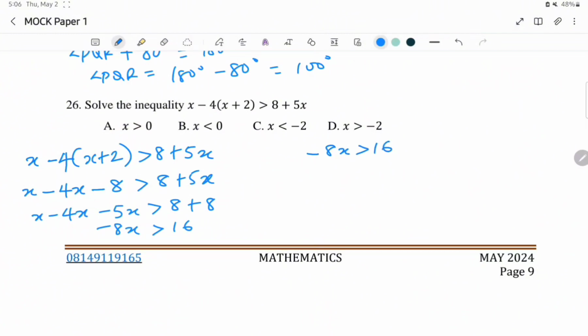Anytime we are dividing or multiplying by a negative value in inequalities, the inequality sign is going to change. So minus 8x divided by minus 8 less than 16 over minus 8. So you are not going to write greater than anymore. So this is going to cancel, 8 here 1, 8 here 2. That means x is less than minus 2, because 2 over minus 1 is also minus 2. So the answer is x less than minus 2, option C.